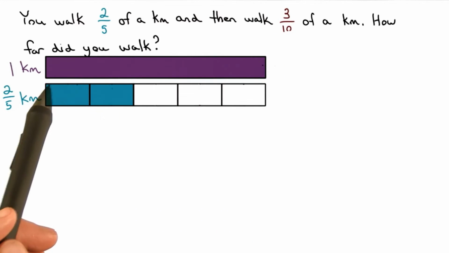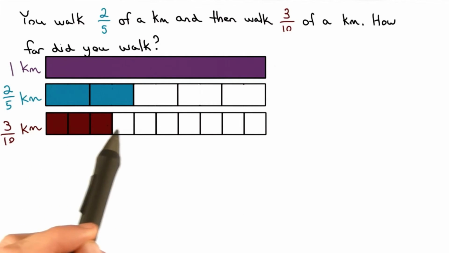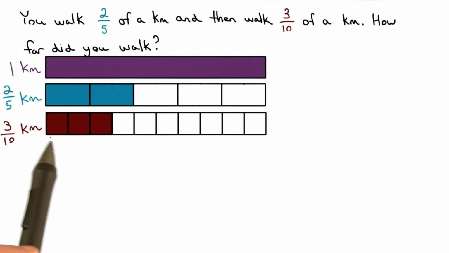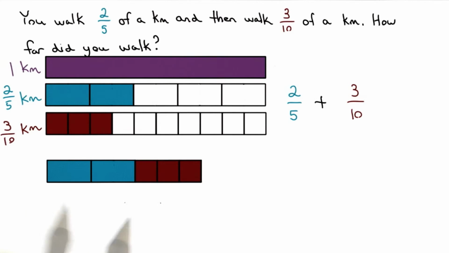Let's split up our kilometer bar into tenths. So I have a full kilometer bar, I have tenths, and 3 of them are shaded to represent 3/10 of a kilometer. If I wanted to add 2/5 and 3/10 together, it'd look like this. I would have the 2/5 and then the 3/10.